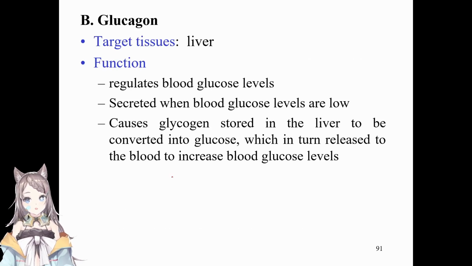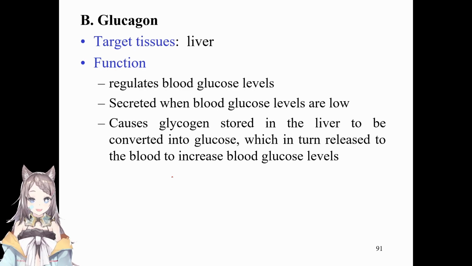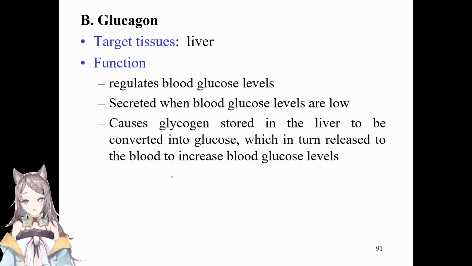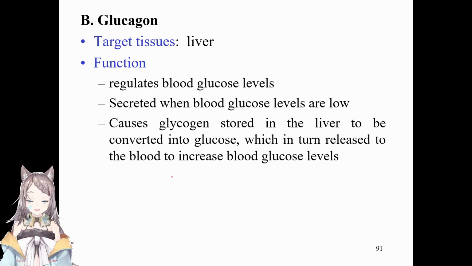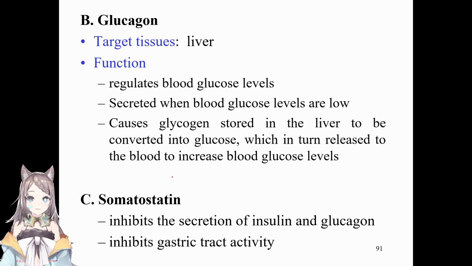Next, you have your glucagon. Your target tissue is the liver. The primary function is to regulate blood glucose levels, secreted when blood glucose levels are low. It causes glycogen stored in the liver to be converted into glucose, which in turn is released to the blood to increase blood glucose levels. So the primary goal of your glucagon is to release blood glucose.